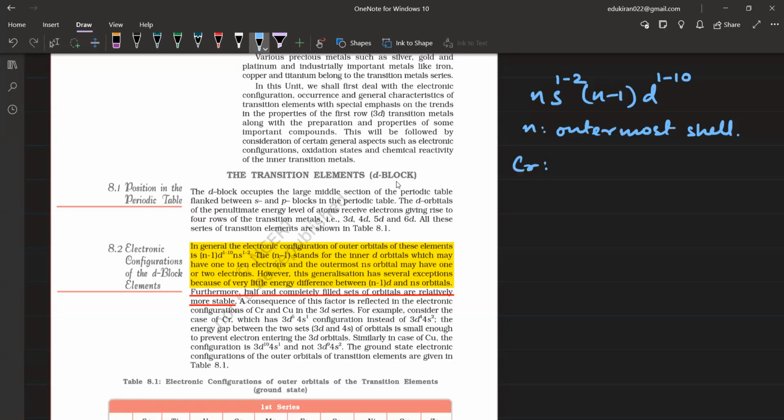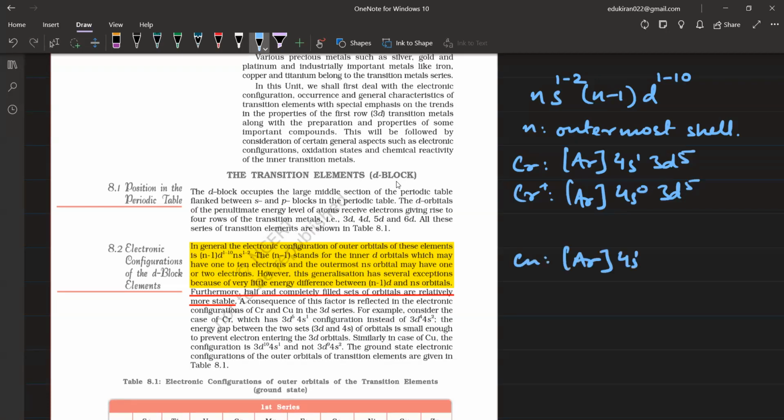Okay. Important electronic configurations that you have to remember are chromium. Chromium will be what? Argon 4s1 3d5, and chromium 1 plus will be argon 4s0 3d5. उसी तरह से आपके पास क्या है? Copper, it is also argon 4s1 3d10 and copper plus argon 4s0 3d10. ठीक है ना? These are important electronic configurations that you should remember.